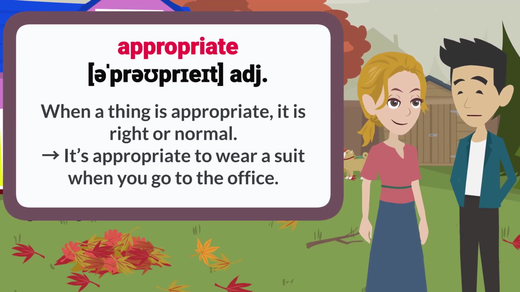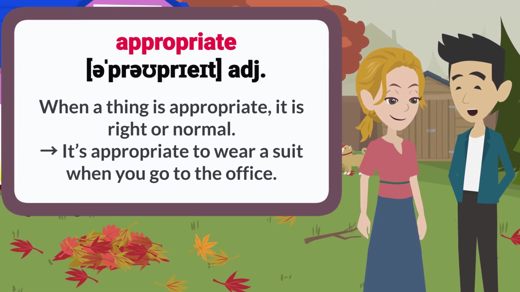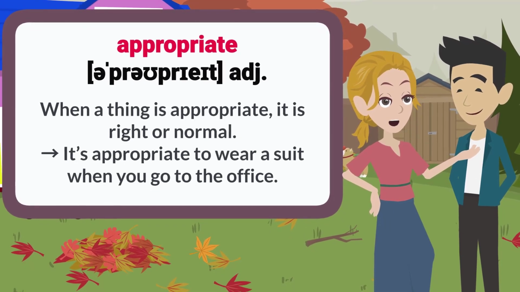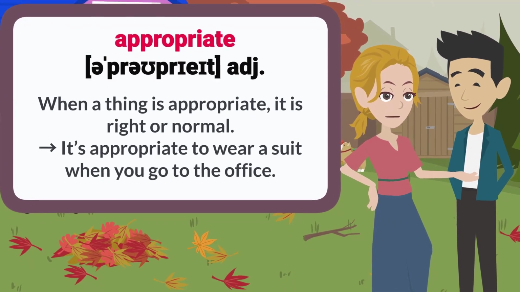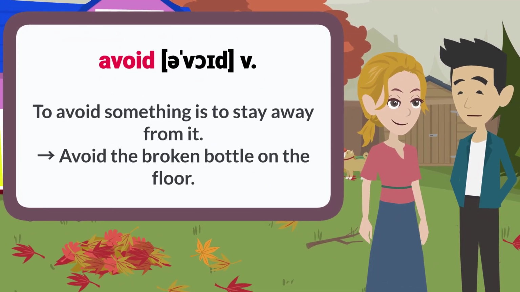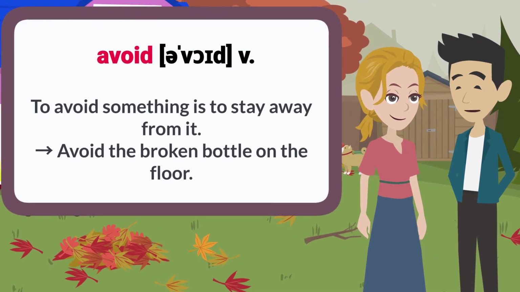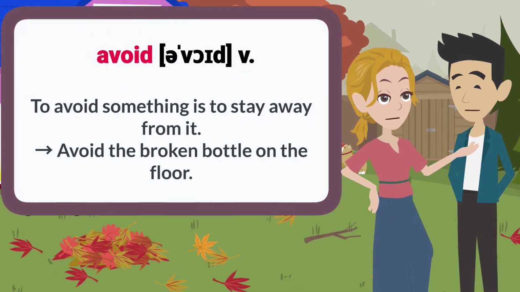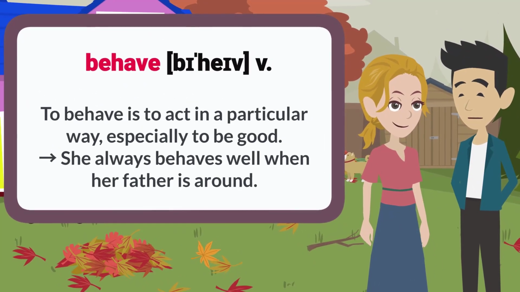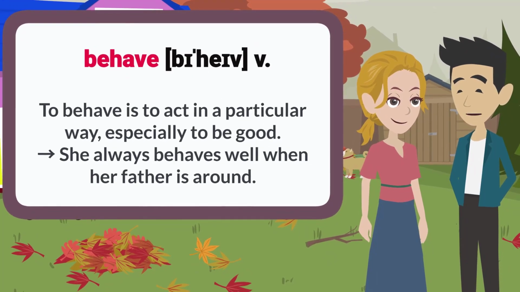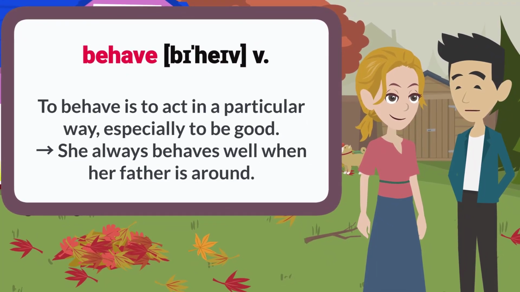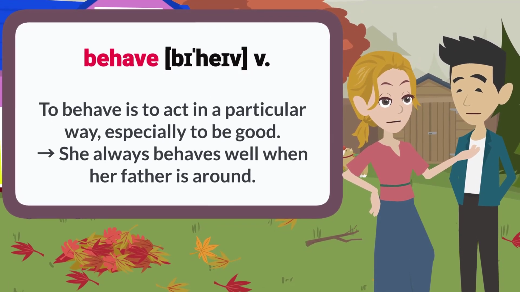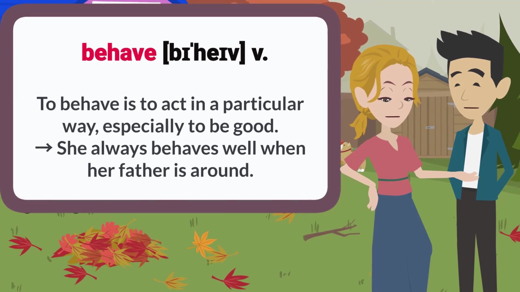Appropriate. When a thing is appropriate, it is right or normal. It's appropriate to wear a suit when you go to the office. Avoid. To avoid something is to stay away from it. Avoid the broken bottle on the floor. Behave. To behave is to act in a particular way, especially to be good. She always behaves well when her father is around.